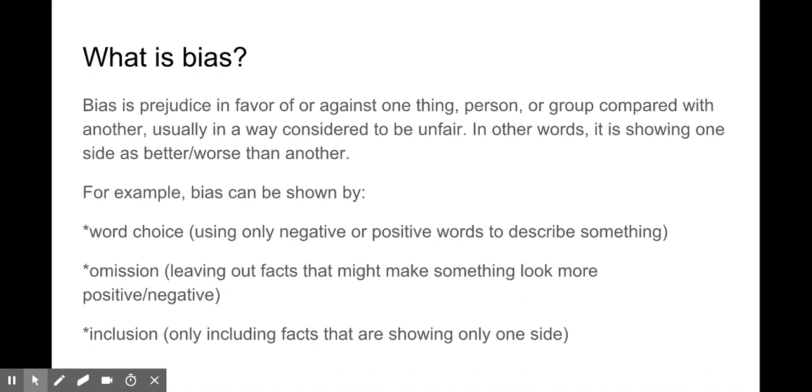Another way you can show bias is omission. That's leaving out facts that might make something look either more positive or more negative. I love lemurs, so I don't know anything negative lemurs do, but let's pretend that lemurs once killed a bird really violently. I don't know, I'm making this up. But if that was true, I might leave that out. That's going to be an omission, and that's going to make them look more positive than they are. I'm going to leave out the negative thing if my bias is positive.